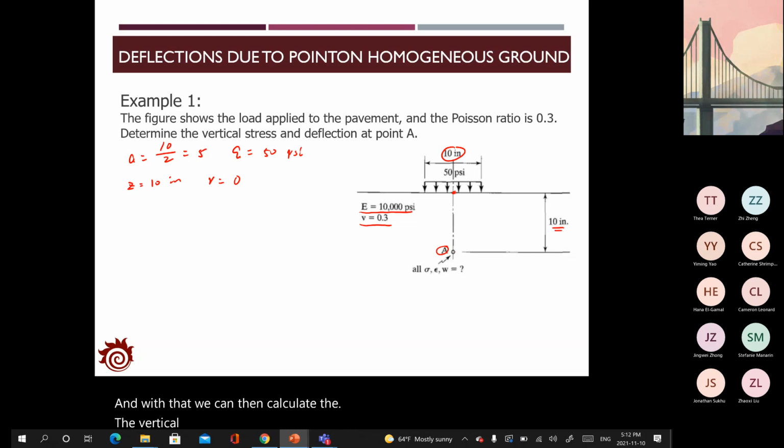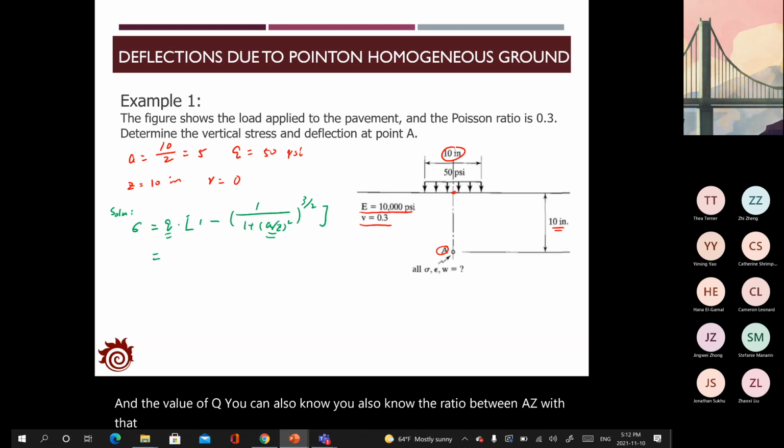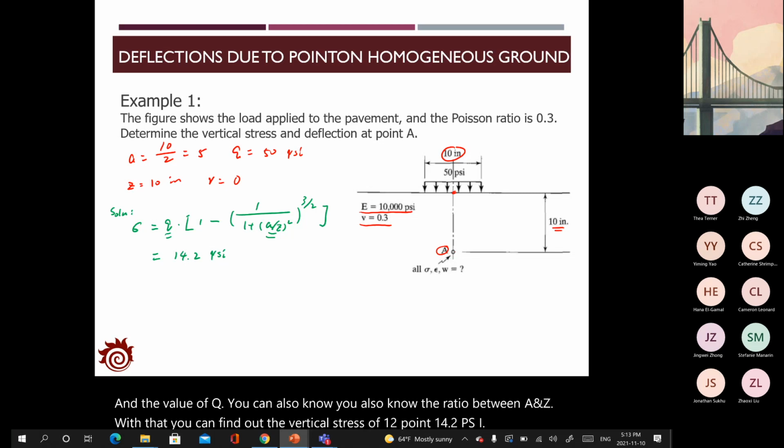For the vertical stress, we have sigma equal to Q times (1 minus 1 divided by (1 plus (A divided by Z) squared) to the power of 3/2), and you know the value of Q. You can also know the ratio between A and Z. With that, you can find out the vertical stress as 14.2 psi. So this is about the vertical stress.